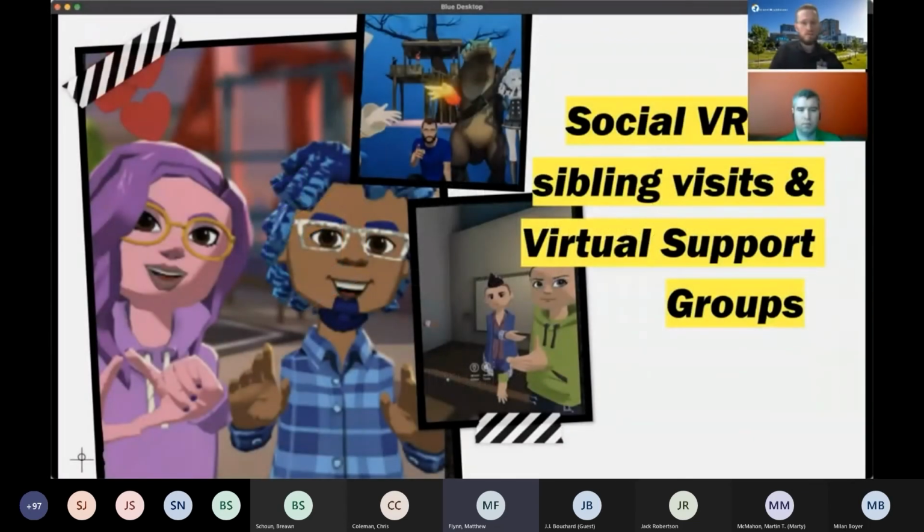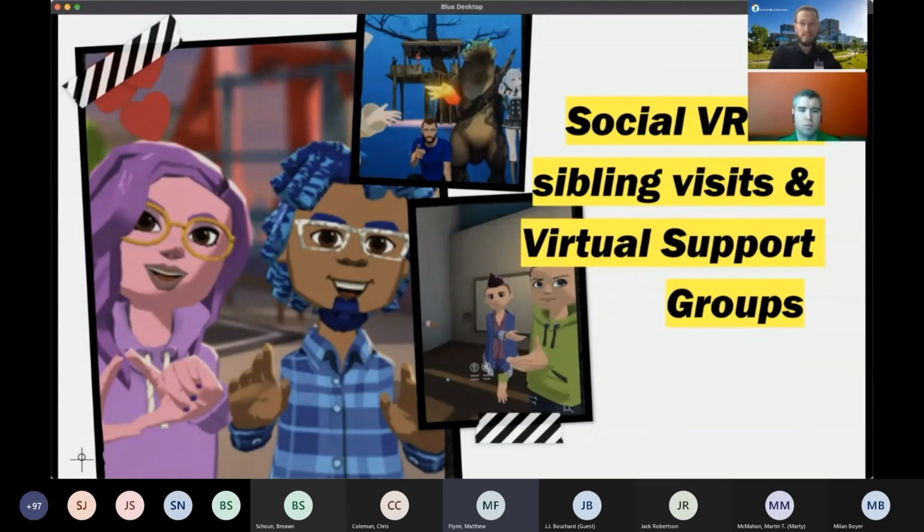Another way we use VR here at Children's Colorado, I think is really interesting and really exciting. It's kind of a newish way of using VR. It's definitely becoming more and more commonplace as the technology develops. But we use VR for social VR, for social interactions, for sibling visits, and for virtual support groups.